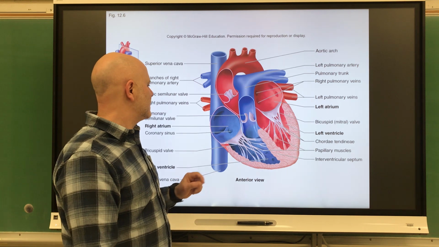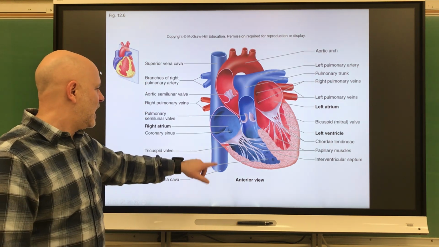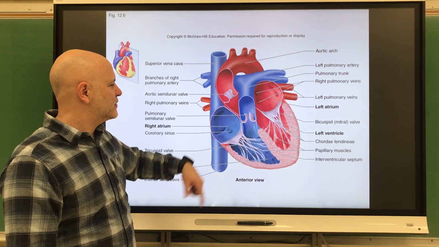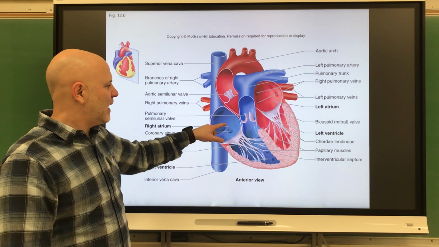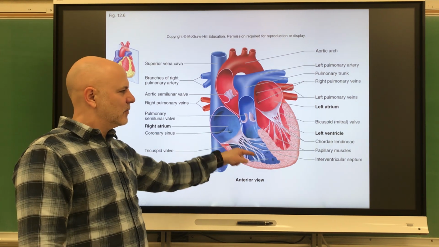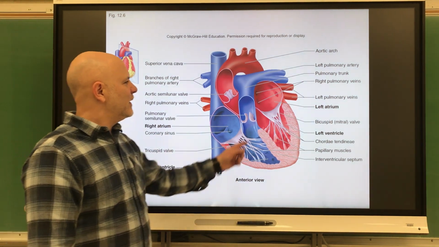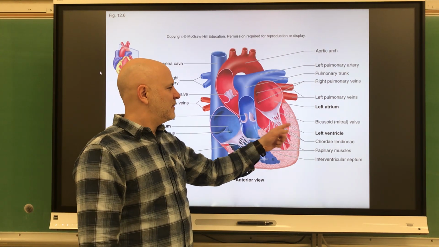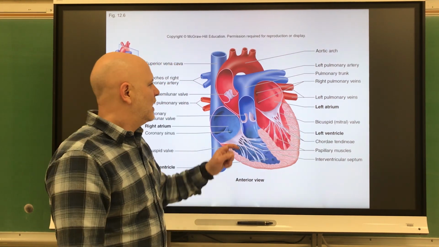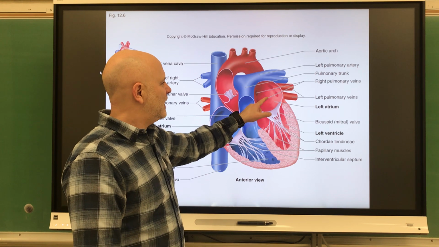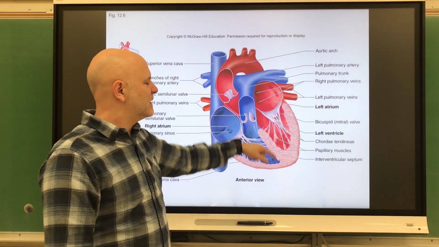All right, so next is the tricuspid valve here. That's between the right atrium and the right ventricle, so blood is going to move in that direction. Over on the other side is the bicuspid valve, also known as the mitral valve. That's between the left atrium and the left ventricle, so blood moves in that direction.